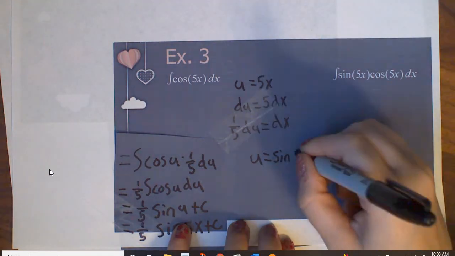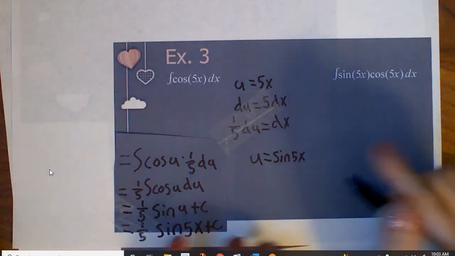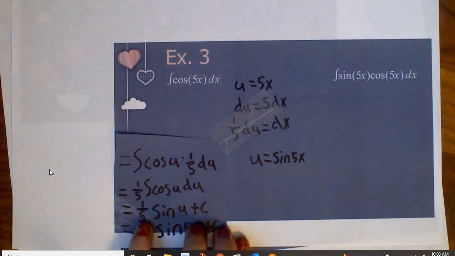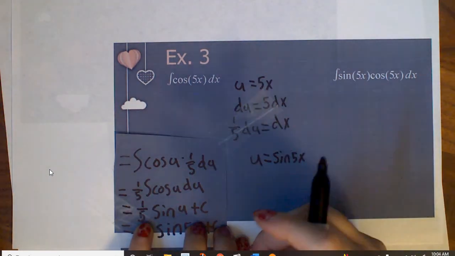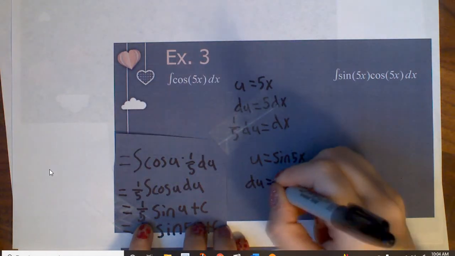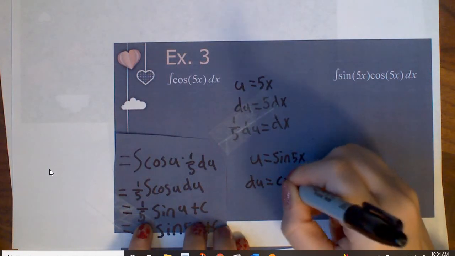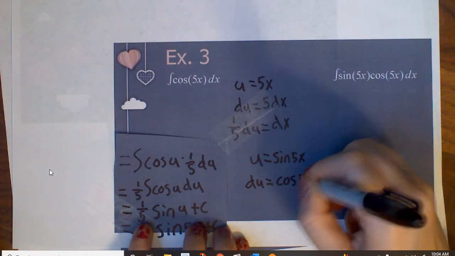And it doesn't really matter which one. You'll end up with the same thing either way. Your u sub will just be a tad different. But I'm just going to use my sine. So then if I take the derivative, I get du equals, well, my derivative of sine is cosine of 5x.